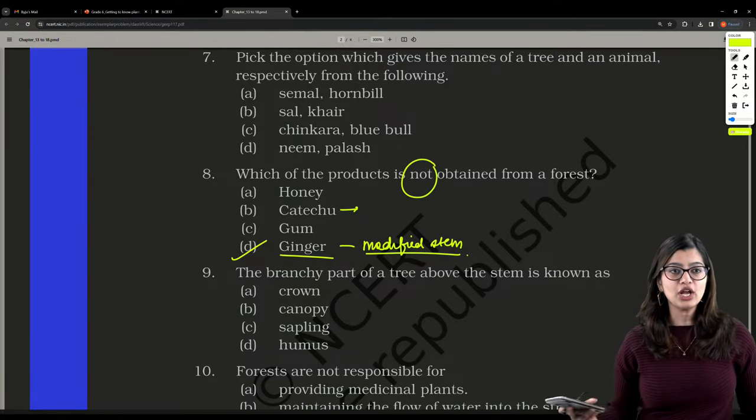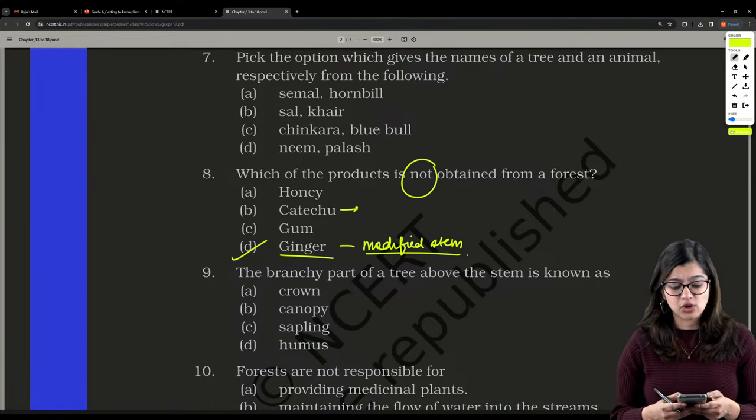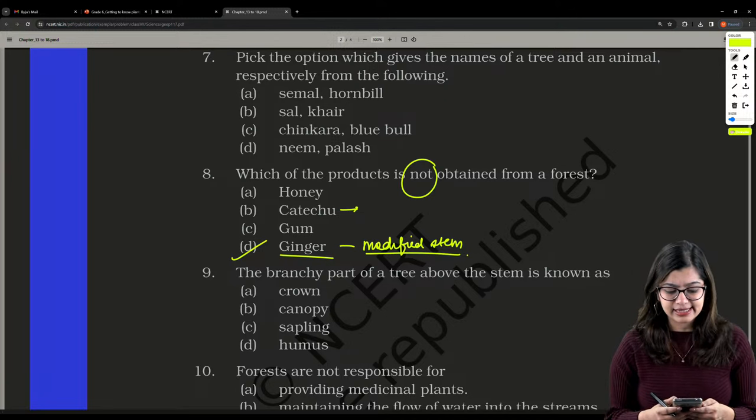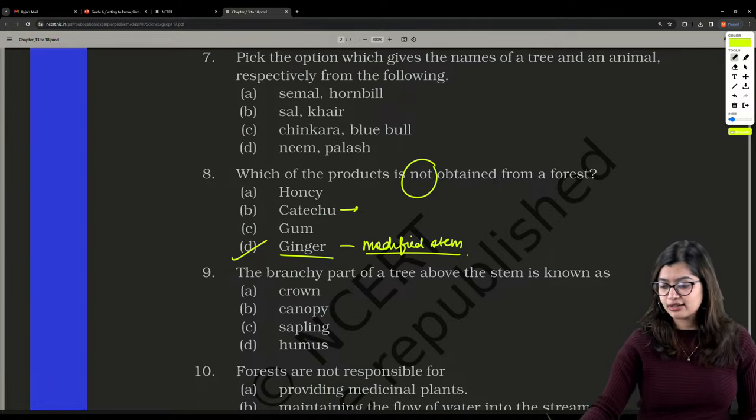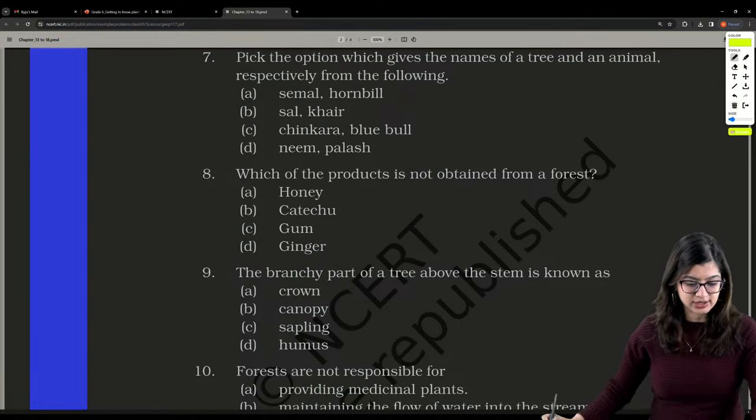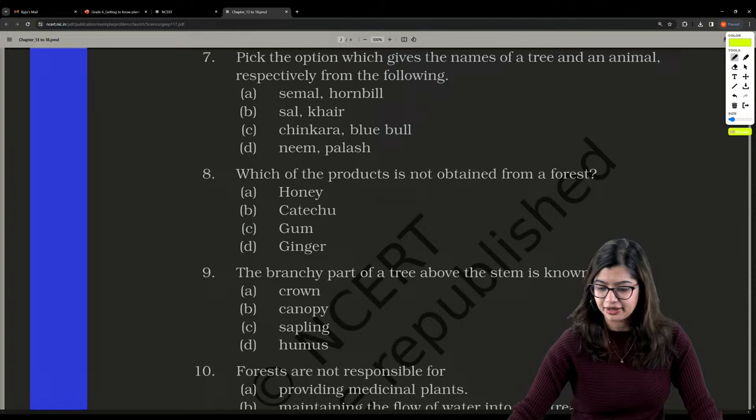Yes? Okay. This class 8th is already done, right? Class 8th is already done, students. So, you can have a look, right? Question on crown, canopy, understory is all coming. Just give me one moment.